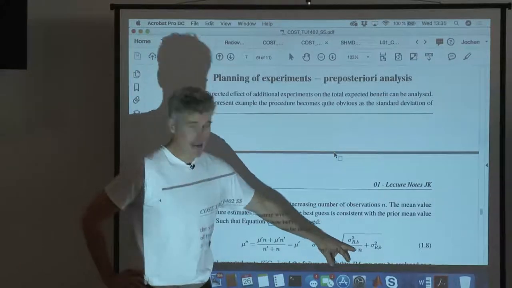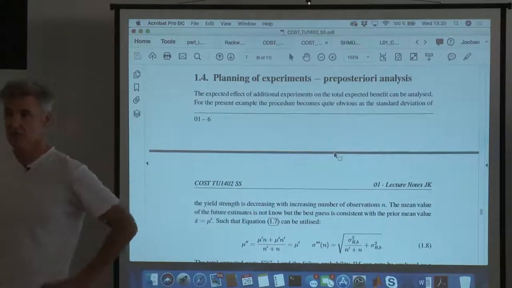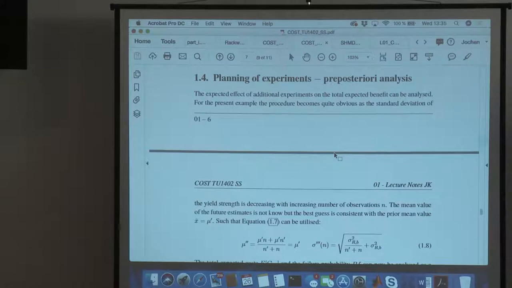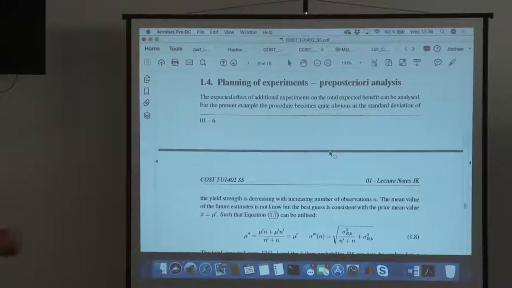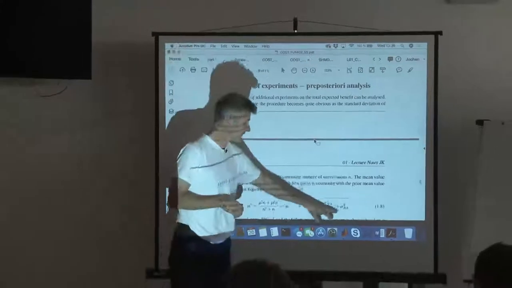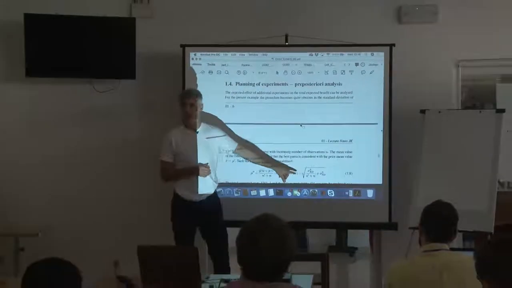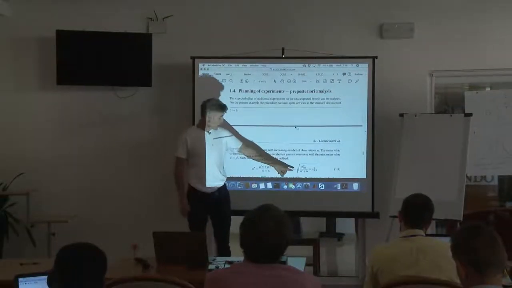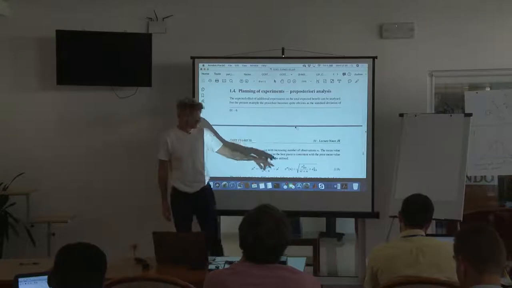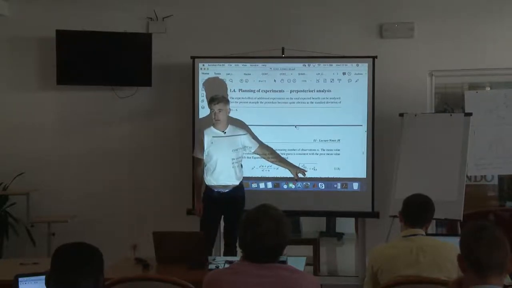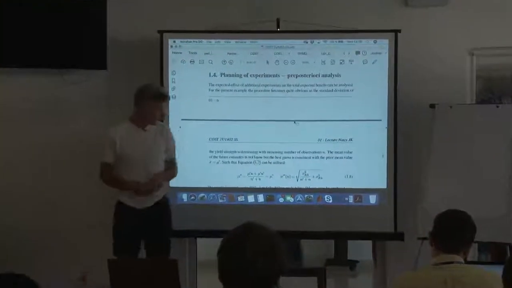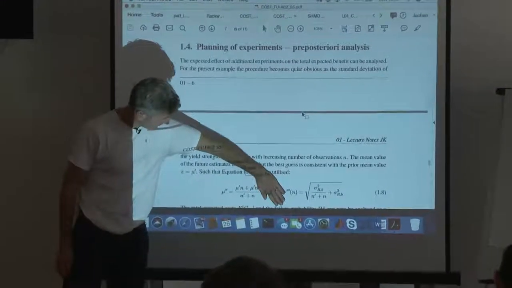And when we increase n, what happens with the standard deviation? It decreases. So by having more observations, we can decrease the standard deviation of the yield strength. That's good, right? And actually, nothing else is contained here that could be described as an attribute of the experiments. So the only attribute of the additional experiments we do is the number of the experiments in this part of the equation.